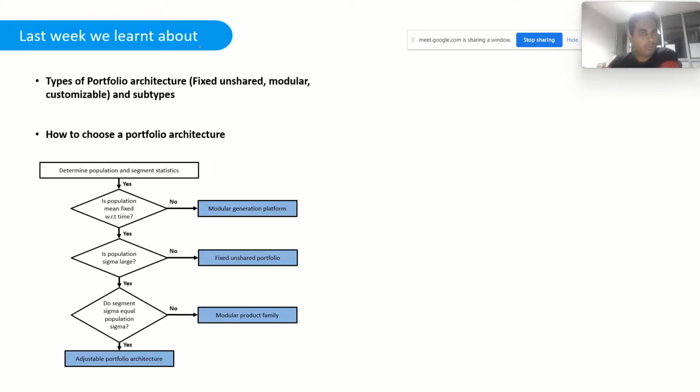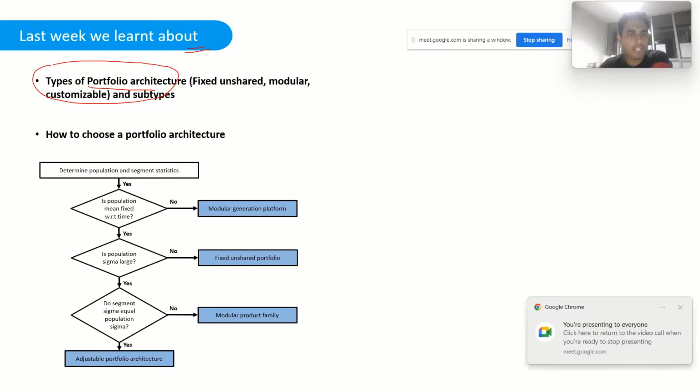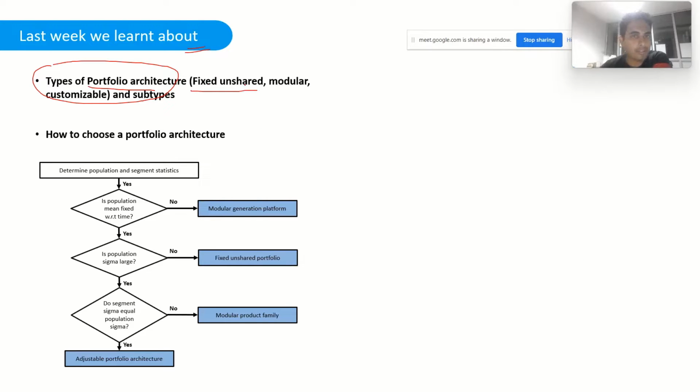So this is what we learned in the last week. In the last week, we learned about various types of product architectures, mainly portfolio architecture, which represents a family of products. Basically, there are three types of product architectures. One is fixed unshared. Within fixed unshared, we discussed single offer and robust offer.